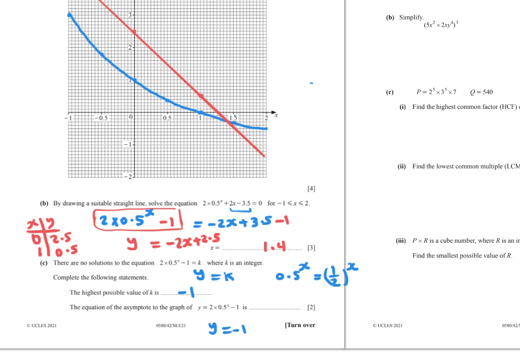So this is the line. This is the asymptote line. The curve tries to reach this line but doesn't intersect the line at all. So the equation of the asymptote line, y equals negative 1.